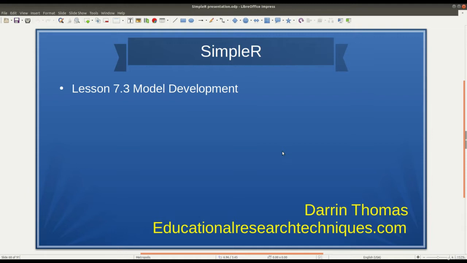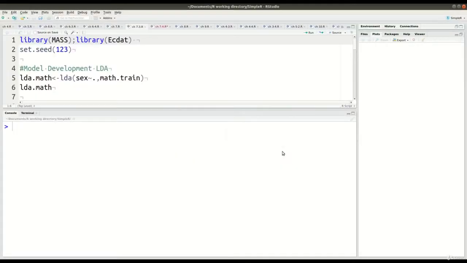Now please keep in mind that our goal here is to try to predict sex based on different variables relating to math level, whether it's the number of classes they're taking in math, their math scores, etc. So having said that, let's go ahead and go over to R.